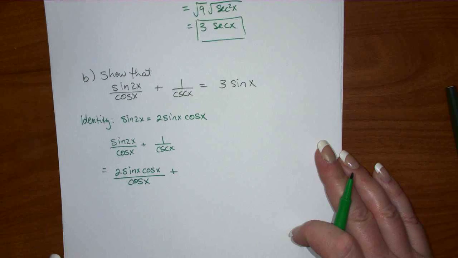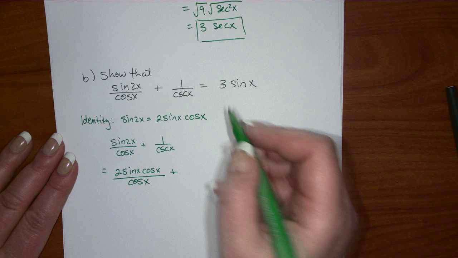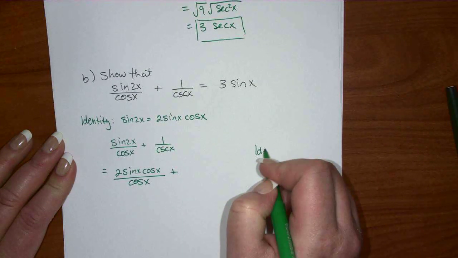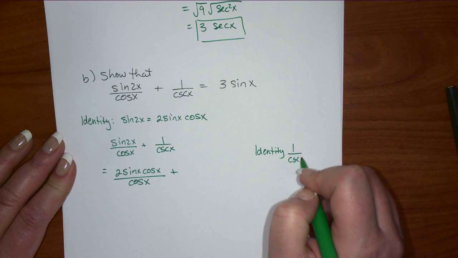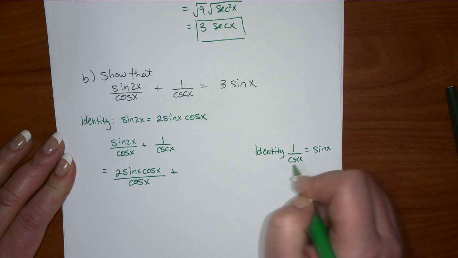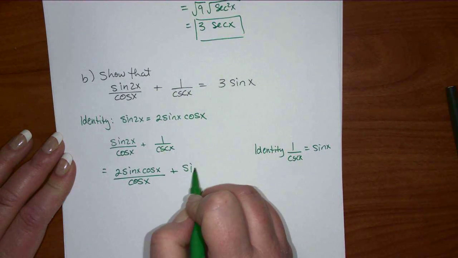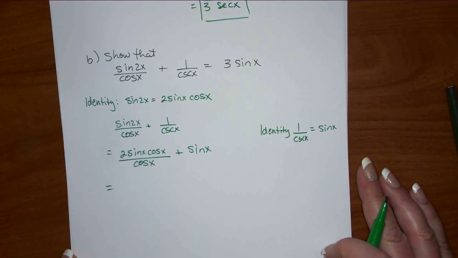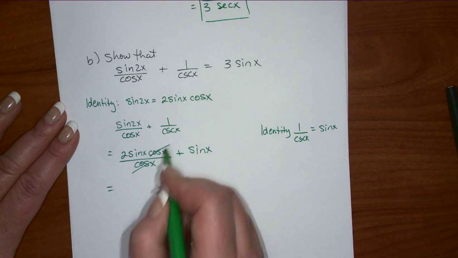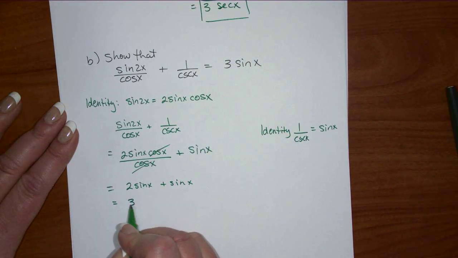Now the other thing that's good to try is to convert things to sine and cos. What's 1 over cosecant? Sine x, yeah. 1 over cosecant is sine x. They're the opposite. The one that starts with c is the sine, and the one that starts with s is the cosine. So this is plus sine x. Now what happens to this first term? The cos cancel. There's a cos x on top and bottom. So we have 2 sine x plus sine x, which is what? 3 sine x. 2 plus 1 is 3.